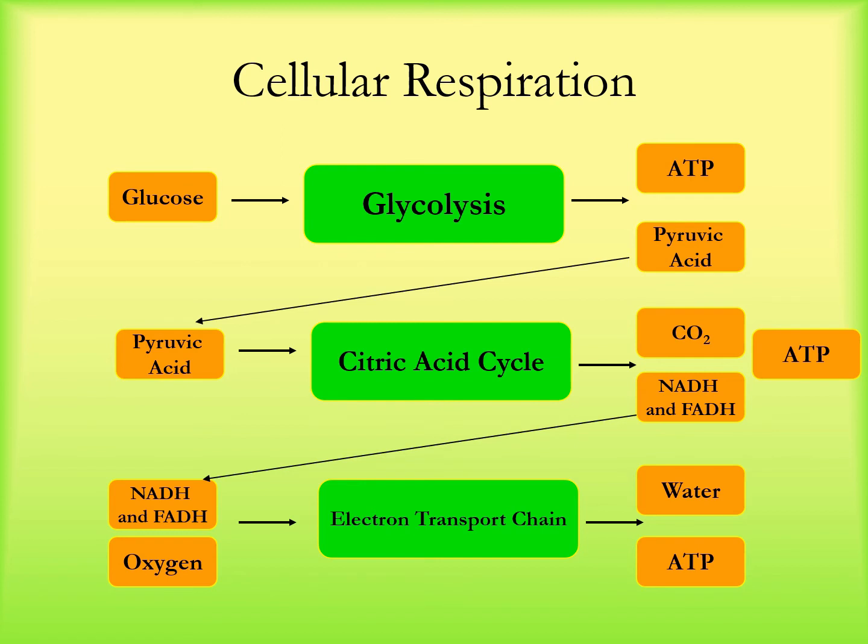It releases carbon dioxide, NADH, and FADH, and produces ATP, an energy as well. We have 2 ATP because every pyruvic acid will split into 2. Therefore, 2 cycles are happening inside the mitochondria. Now, the NADH and FADH molecules that were produced in the citric acid cycle will now be used in the electron transport chain. Of course, it needs oxygen because this is aerobic respiration.